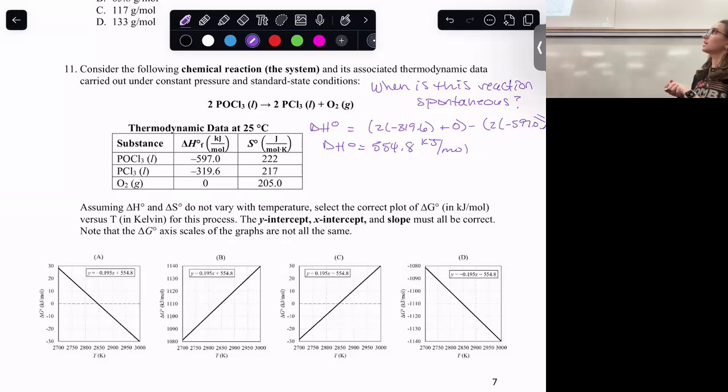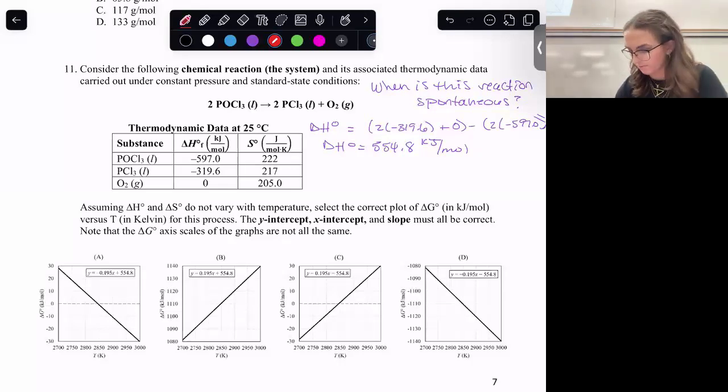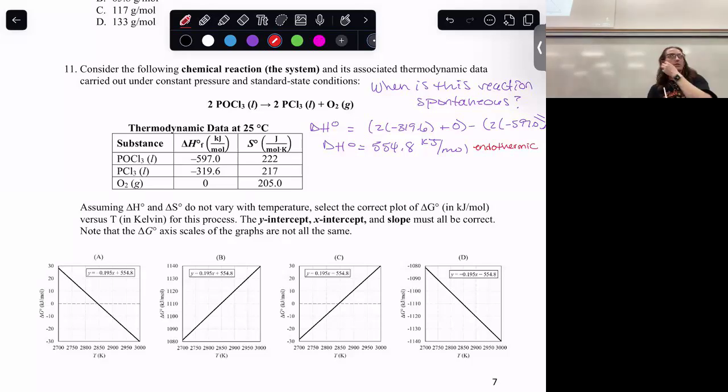Okay. So I got delta H to be 554.8 kilojoules per mole. Is this an endo or exothermic reaction? This is an endothermic reaction. What does the world prefer, endo or exo? The world prefers an exothermic reaction.